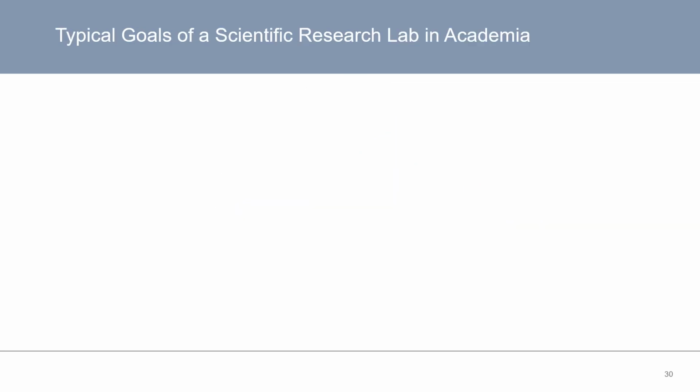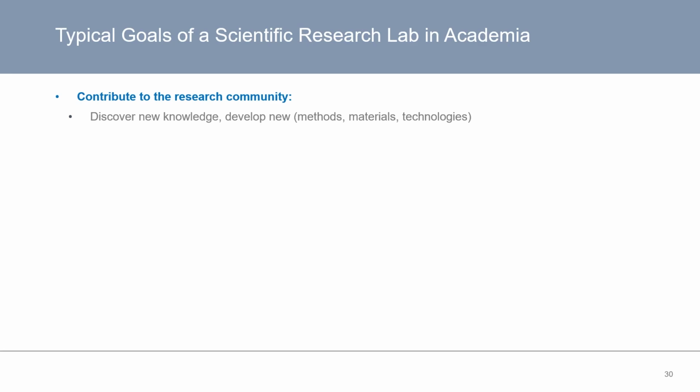If you're new or newer to research, it can be useful to understand some of the big picture goals of a scientific research lab in academia. One of the major goals, of course, is to contribute to the research community. This can be through the discovery of new knowledge or the development of new methods, materials, or technologies. Another major goal is to publish. You've probably heard the expression publish or perish. In most labs, publishing in higher impact, peer-reviewed journals is the priority.